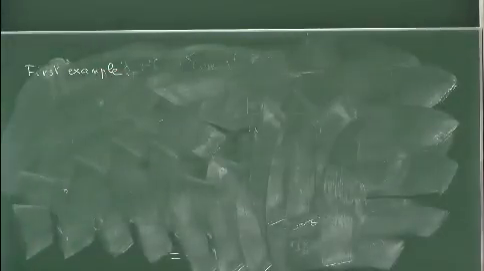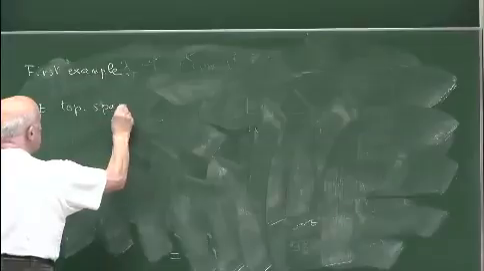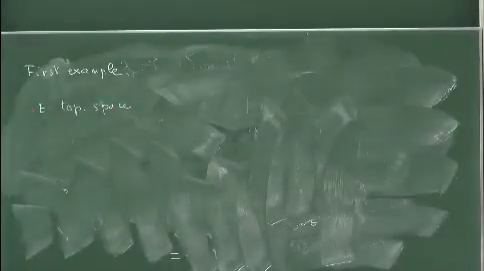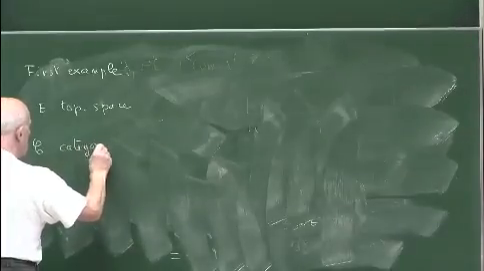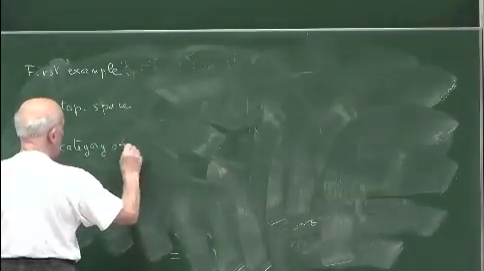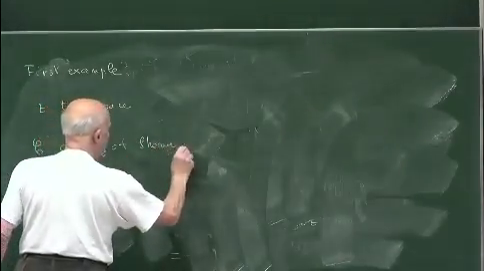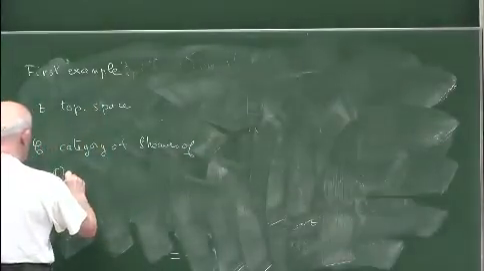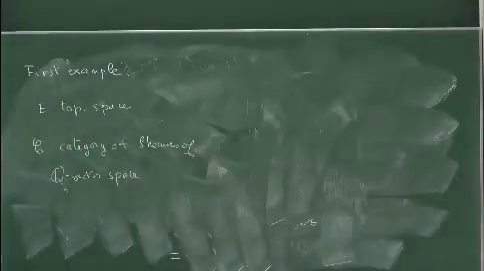Okay, I'm taking a certain topological space, call it E. E is a topological space, and I will define a category as follows. C is a category of local systems, or rather of sheaves of Q vector spaces, but I could replace Q by any field.